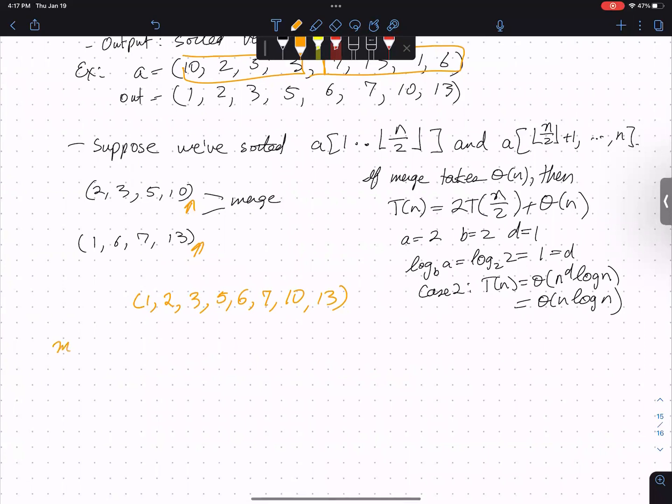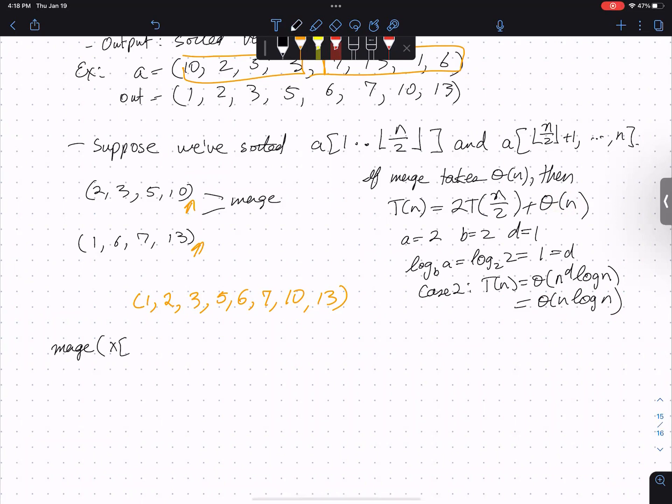Let's write down the pseudocode for this. So the merge will be linear time. The merge procedure is the one that conquers, the one that combines the results. The merge sort will be n log n time. So this is the time of the merge part, and this is the time of the sort, because the merge is non-recursive. The merge is just this linear algorithm.